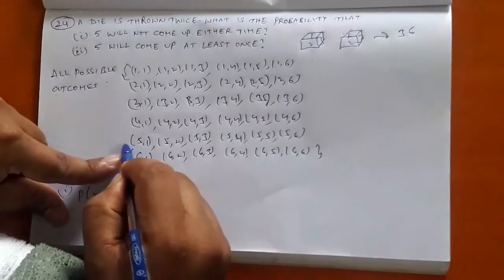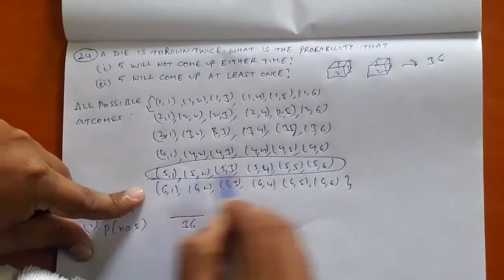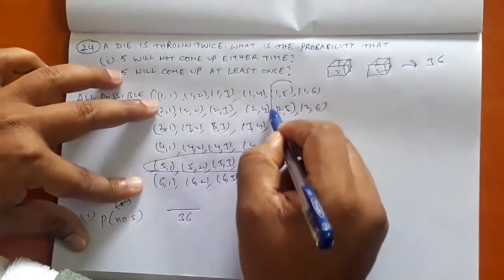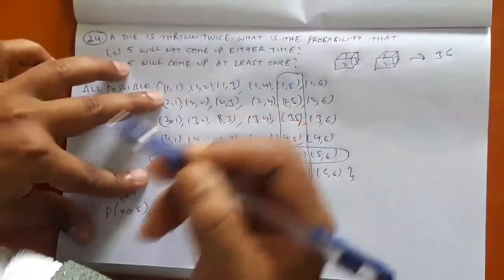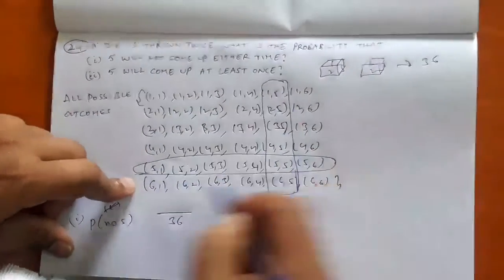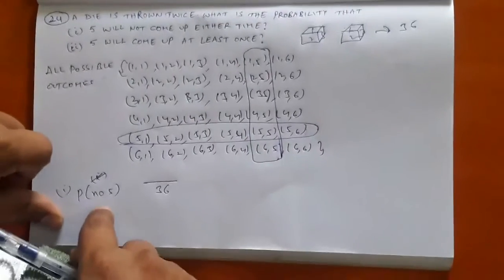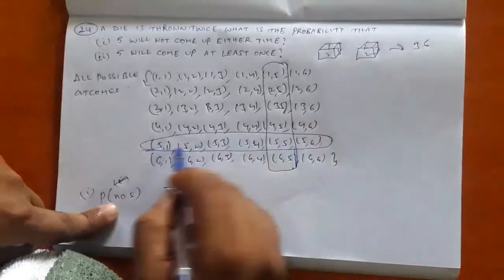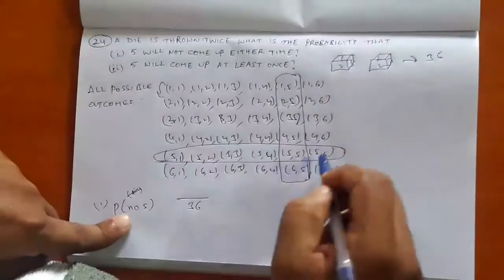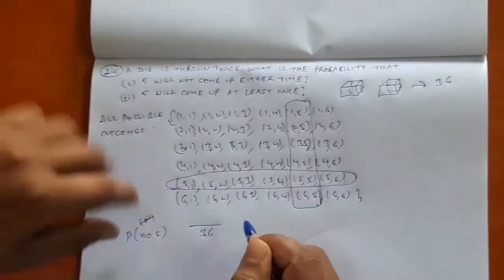So what you have observed, this complete row and this complete column, 5 is there. What is favorable to our event now? 5 will not come up either time, so there should not be 5. So we don't want these ones, right? Remaining are favorable to our event now.